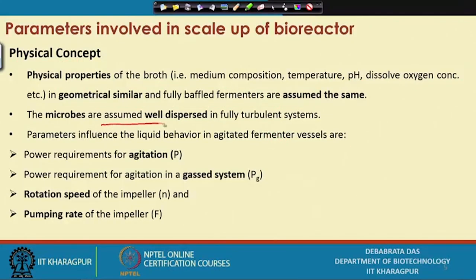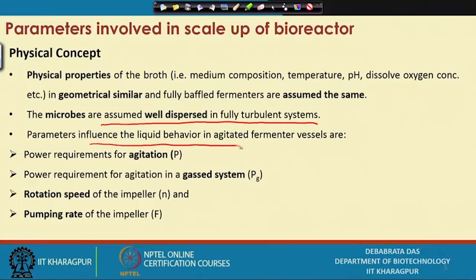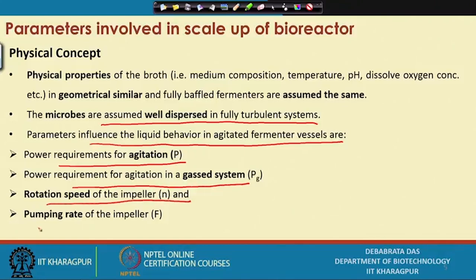The microbes are assumed to be well dispersed in a fully turbulent system. So we know the microorganisms are insoluble mass, and they should be well dispersed so that the substrate can freely interact with the microorganism and give the product. Now, the parameters that influence the liquid behavior in the agitated vessel are the power requirement by the agitator, power requirement of the agitator with gas system, rotational speed of the impeller, and pumping rate of the impeller. So there are several parameters that play an important role during this process.